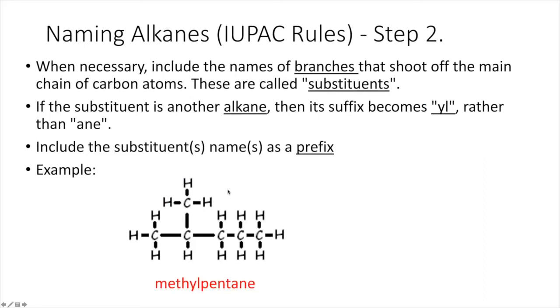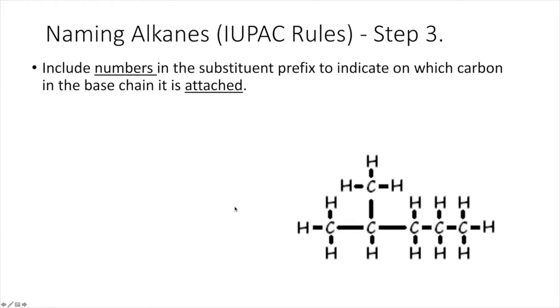But we're not done. If you notice that this CH3 group was on this carbon right here, but it could have been on this carbon, it could have been on this carbon. So how do you represent in the name which carbon it really is on? Well, we do that with numbers. And so that is step 3. We include numbers in the substituent prefix to indicate on which carbon in the base chain it is attached.